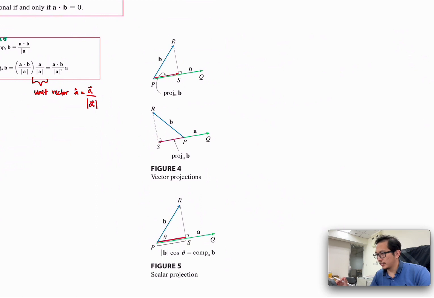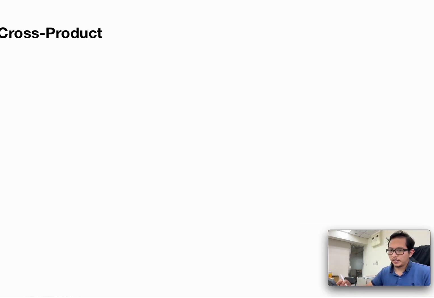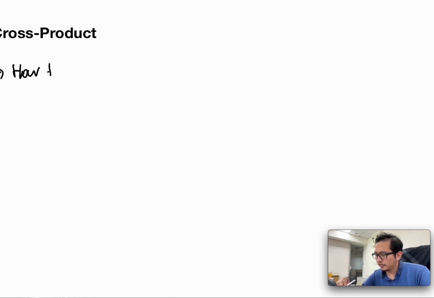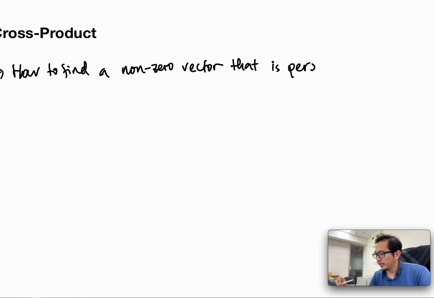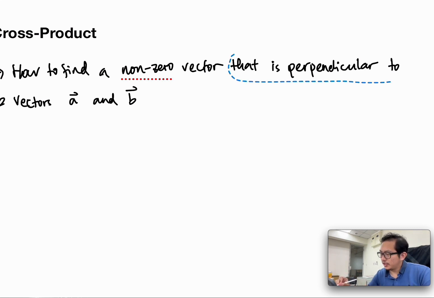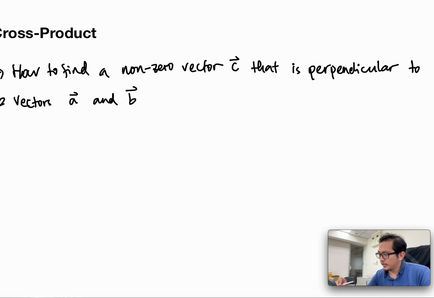Okay. Now the next part of the vectors is the cross product. Now the cross product is basically how to find a non-zero vector that is perpendicular to, let's say, two vectors. Let's say we have A and B. So let's suppose that the vector that is perpendicular is this C. So the cross product is actually this result C for the two vectors A, B. Okay, so the C will be perpendicular to A and also perpendicular to B.